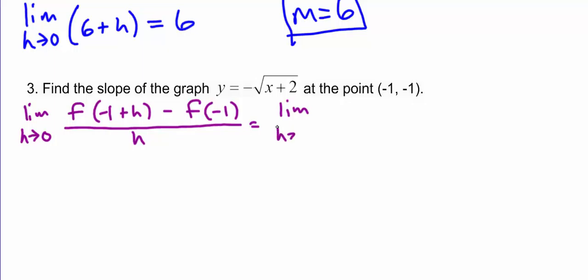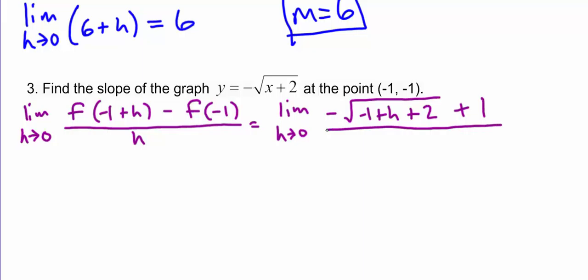So again, we have to make sure we plug things in accurately. So here we go, limit as h approaches 0. F of negative 1 plus h would be negative square root. Now instead of x, we're doing negative 1 plus h, and then plus 2, minus f of negative 1. And we actually know f of negative 1. It's given to us as negative 1, so I'm just going to change that to a plus 1 right there. And the whole thing is over h.